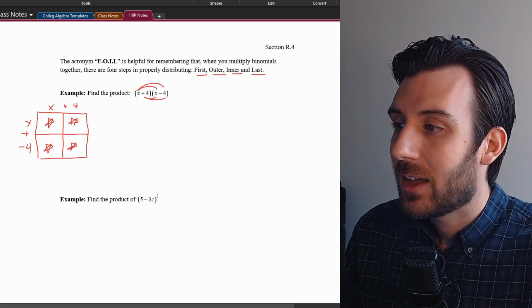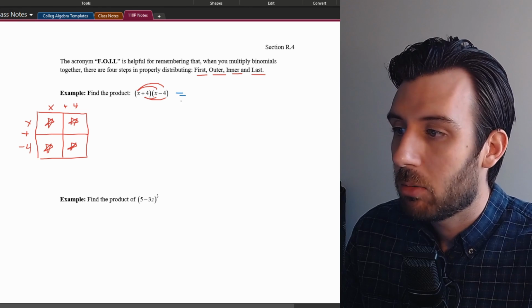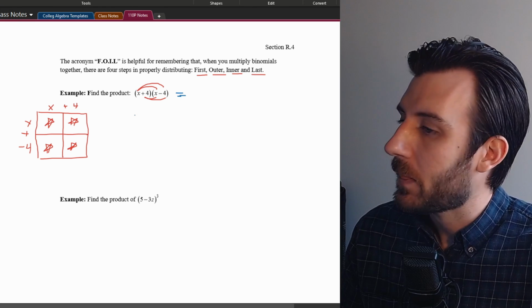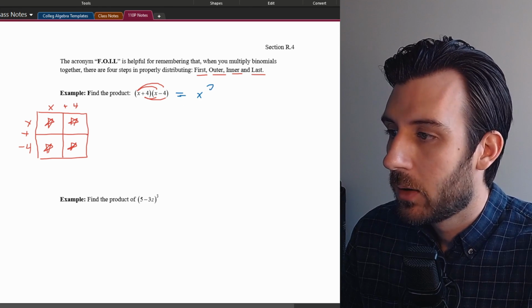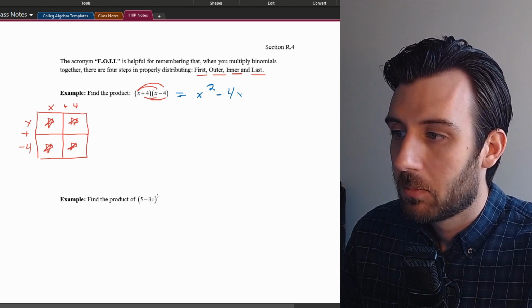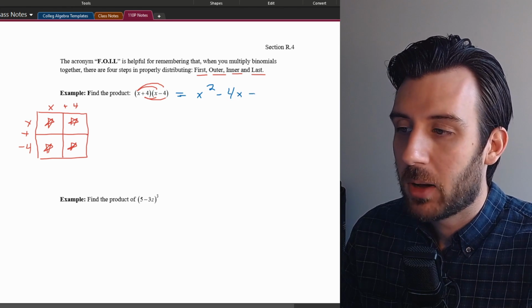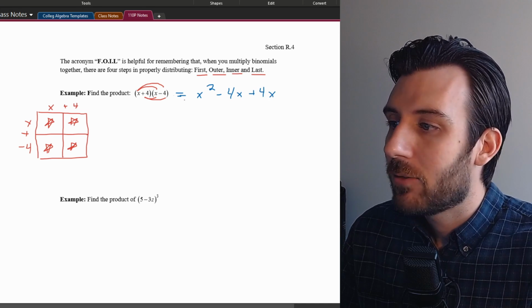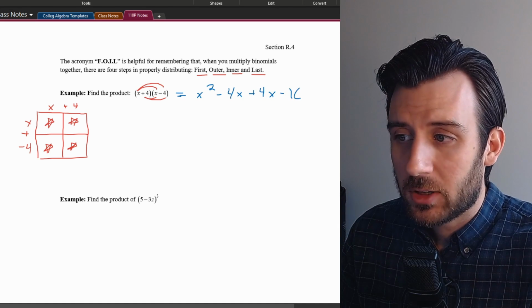So let's see if we can do everything that we have in this problem lickety-split. X times x is x squared. X times the -4, the outer terms, gets me -4x. 4 times x gets me positive 4x. And 4 times -4 gets me -16.